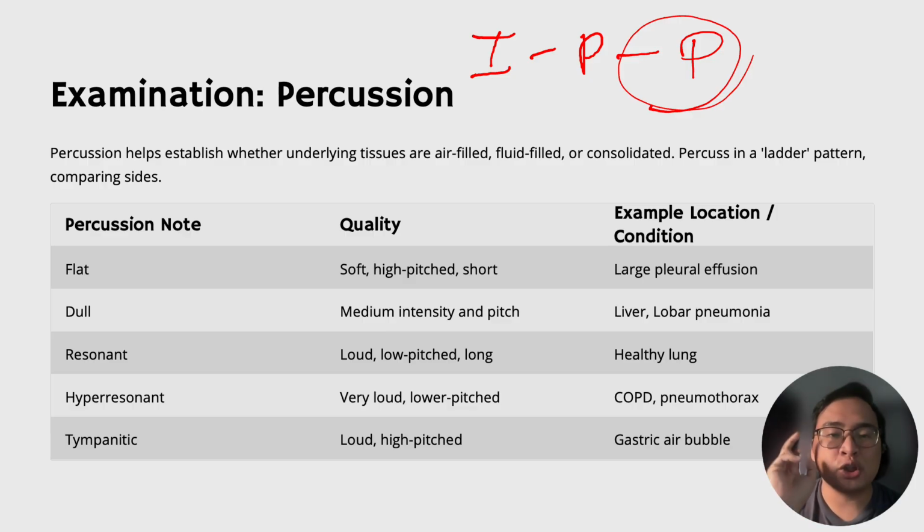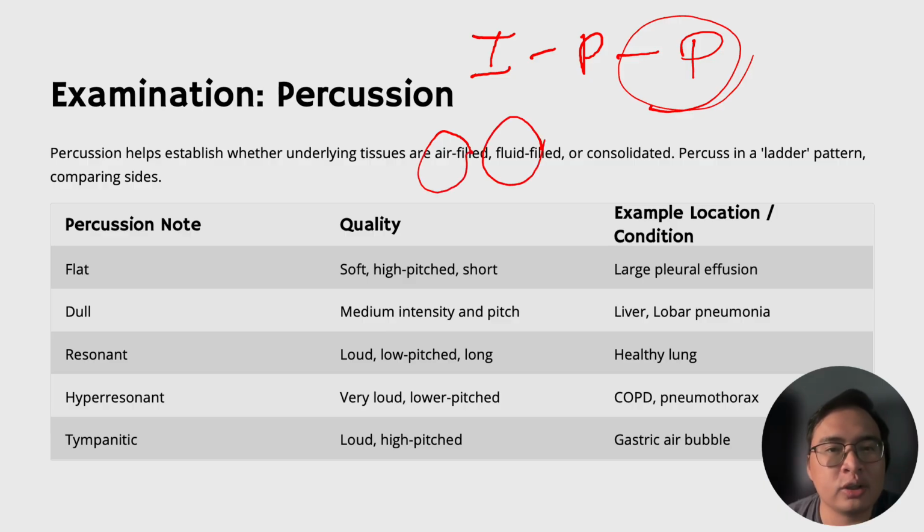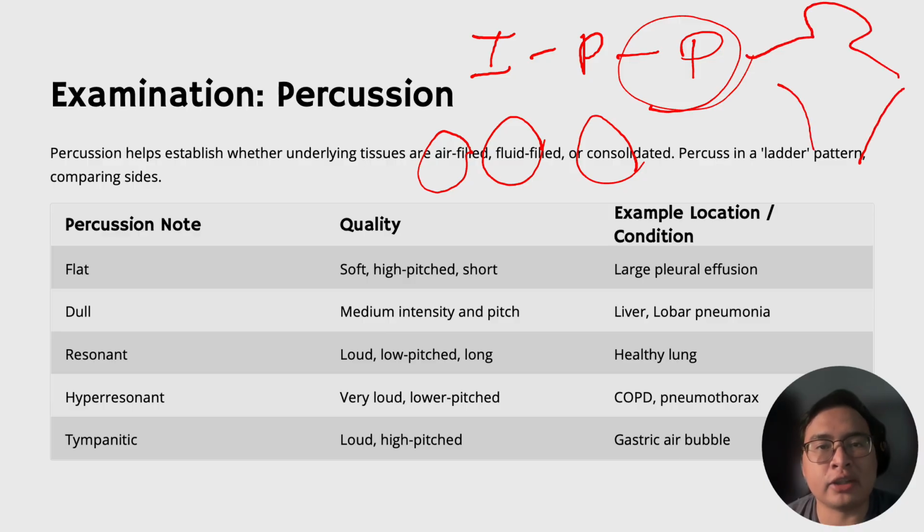Okay? And you use the tip of the flexor finger, not the pad. Okay? Not this pad, the tip. Okay? Okay, so you tap like that. Why is it important to do that? It's because it's going to tell you whether the underlying structure is air, fluid, or consolidated. And the pattern, when you do it on the patient's back, is a ladder pattern. Meaning, you move from side to side, like this. Why? Because you're comparing symmetry, of course.